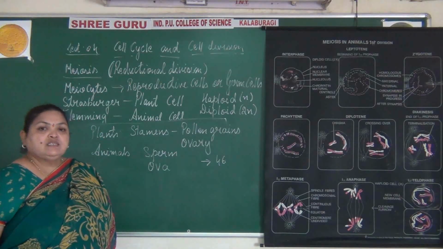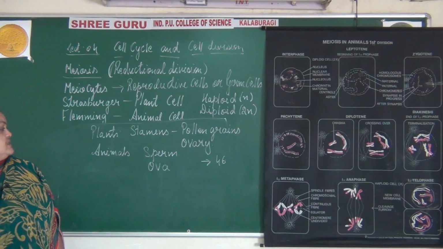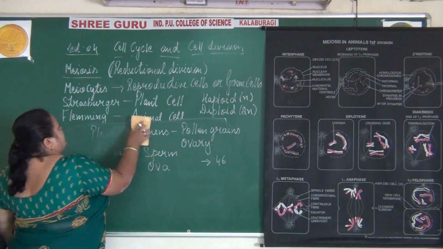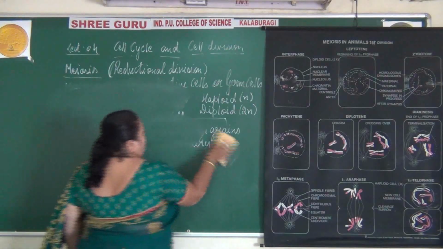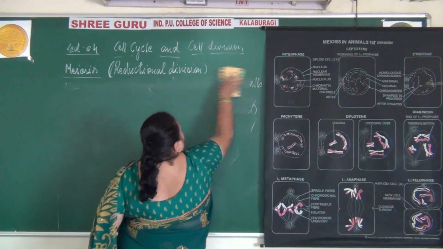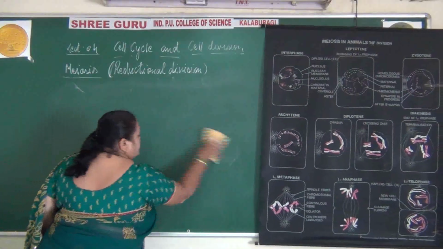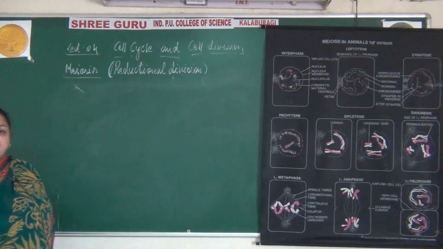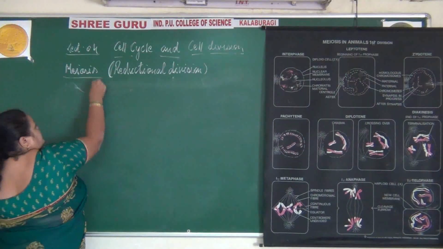So in meiosis, the first process is as usual prophase 1. We'll start with prophase 1. Prophase 1 is divided into 5 sub-stages.